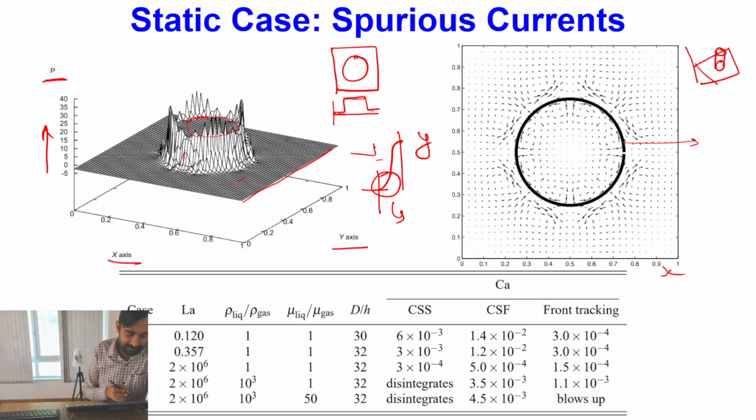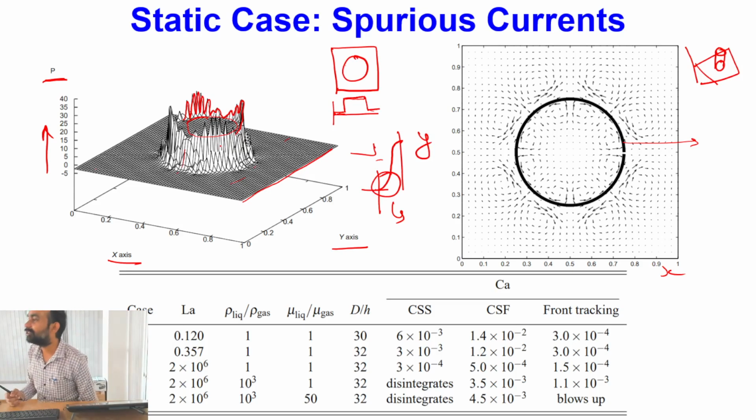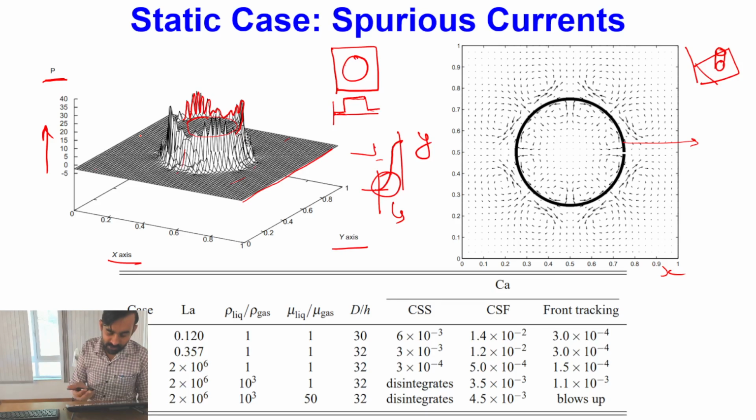But another issue with this is, near the interface, whenever you plot the pressure, you find that the variation of pressure is not smooth, but has some peaks and valleys. So rather than getting a smooth pressure field, what are we getting? We are getting an oscillatory pressure field. And this oscillatory field mainly exists near the interface. Is this point clear?